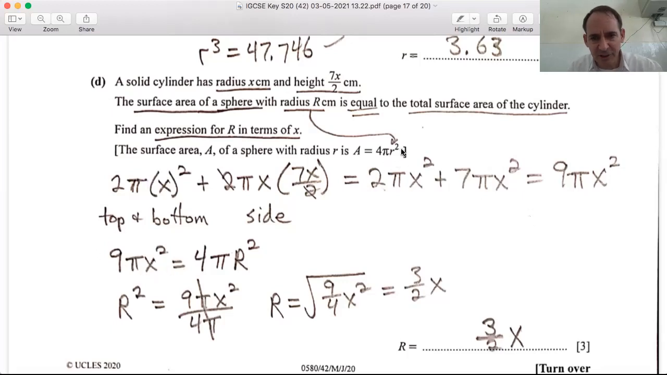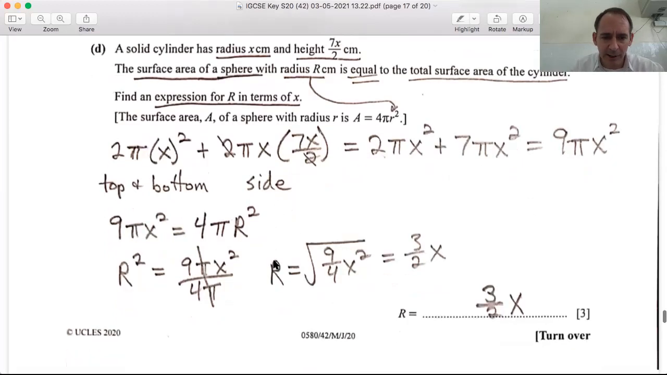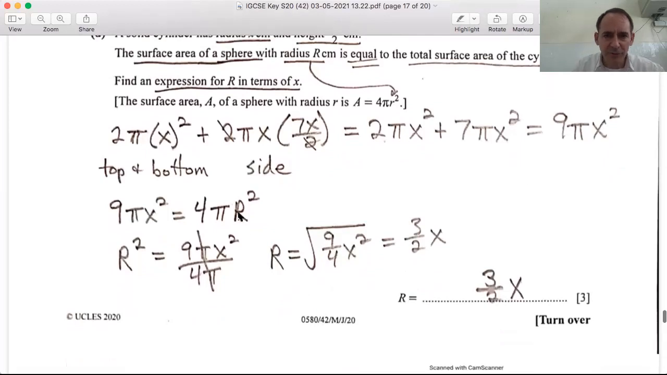Then for the sphere part, 4 pi r squared. Now with the radius of capital R, we want to solve for the capital R in terms of x. Notice don't use again your pi as a decimal because they can cancel out. So we end up with 9x squared over 4, and we want to square root that to get R by itself. So we get the square root of 9/4 x squared, which reduces, of course, we want the positive root because we're dealing with radius, which is a distance.